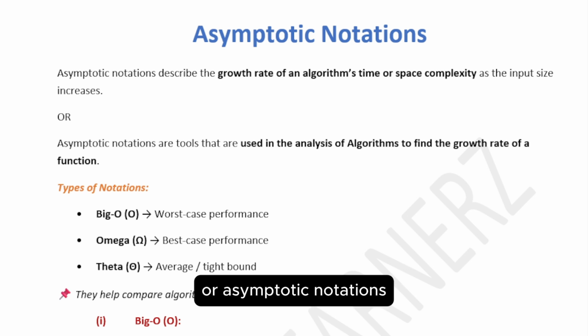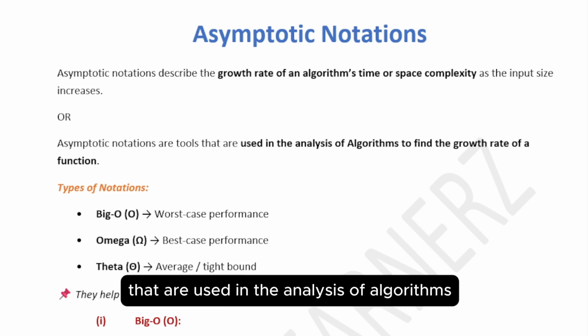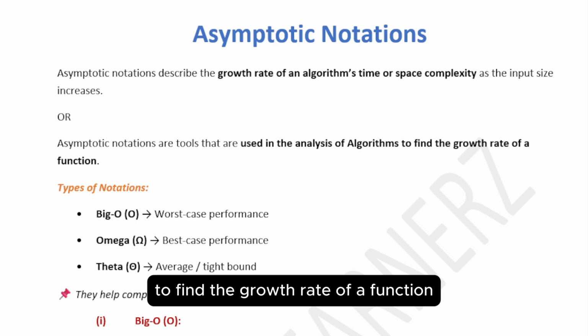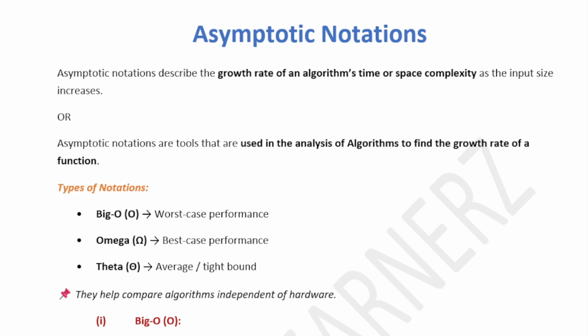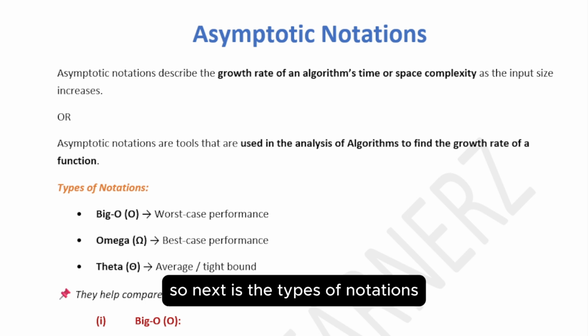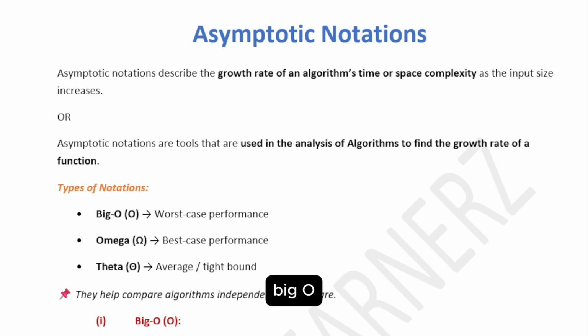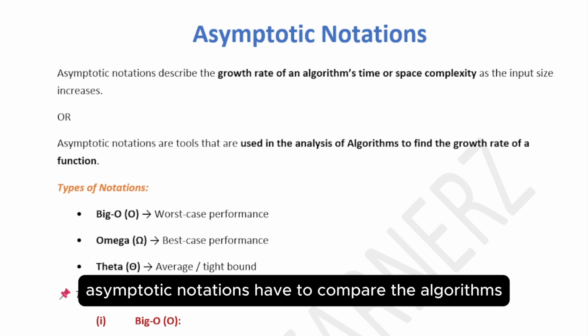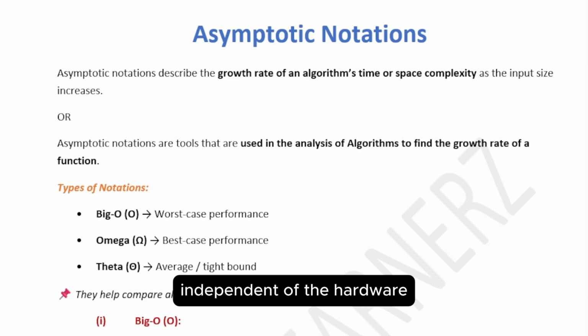Or asymptotic notations are the tools that are used in the analysis of algorithms to find the growth rate of a function. So next is the types of notations: big O, omega, and theta. Asymptotic notations help to compare the algorithms independent of the hardware.